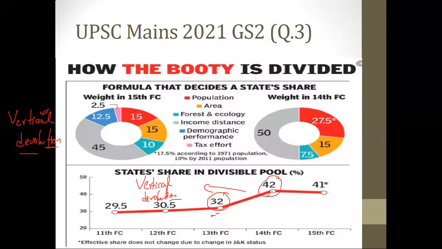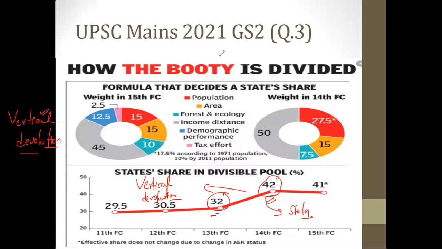Now it will be 42, 58. So 42 rupees is going to states now. So you can see so much increment has been done: increase in devolution to states from divisible pool of taxes from 32% to 42%. And this will play a crucial role in strengthening fiscal position of states. So this is the first point, and this is vertical devolution.